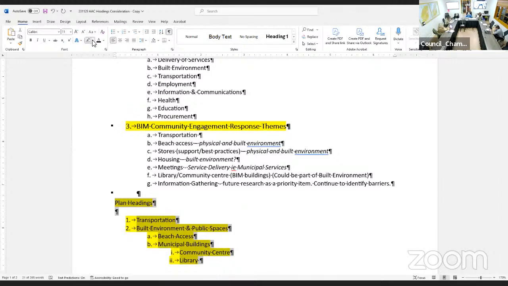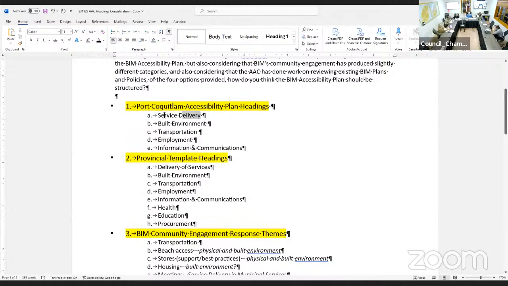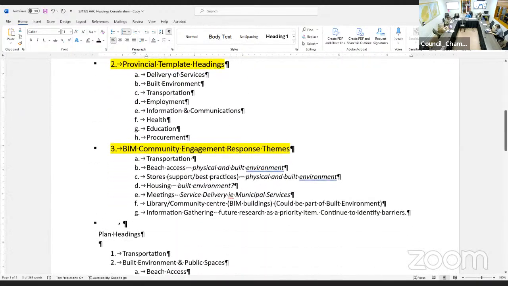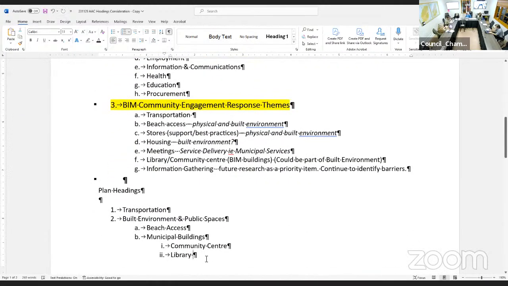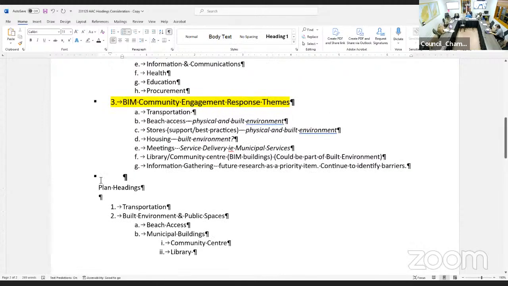I think there's service delivery. So services is in the provincial programs, that's one. Meetings, that's events. So shall we take service delivery or services? And then we can have subheadings.